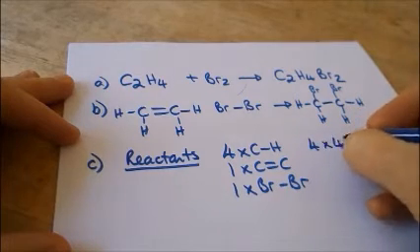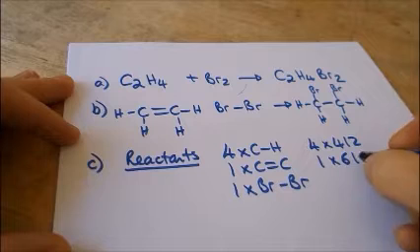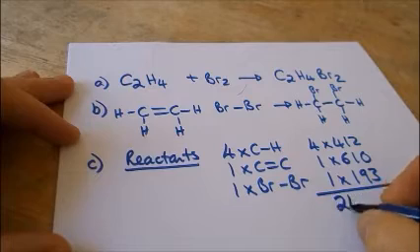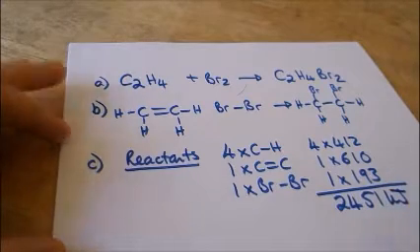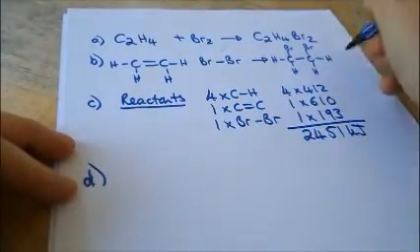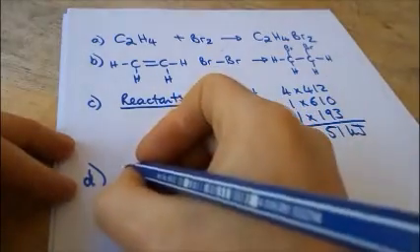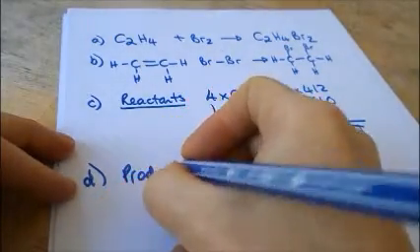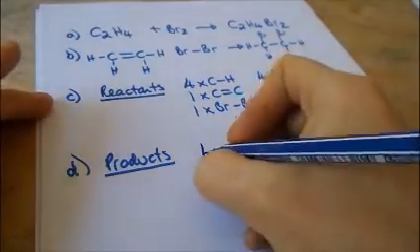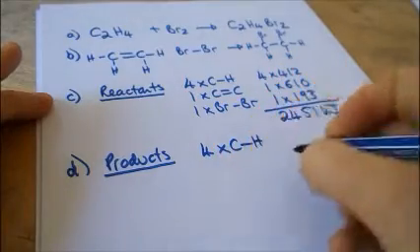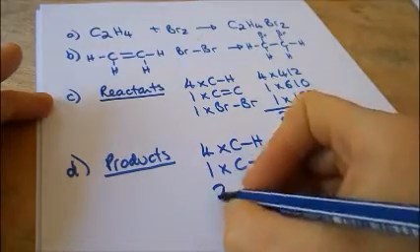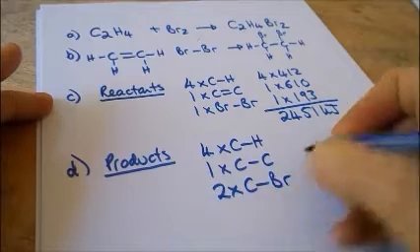So we've got 4 times 412, add 1 times 610 and 1 times 193, and if we add all of those up, 2451 kilojoules. We do exactly the same then for our products, so our bromoethane here. So we had in our products, remember those headings just for a bit of annotation, and if you've done something wrong, it's obvious to us where it went wrong rather than just strings of random numbers that we've got to try and decipher. Okay, so 4 carbon-hydrogen bonds, 1 carbon-carbon bond, and 2 carbon-bromine bonds.